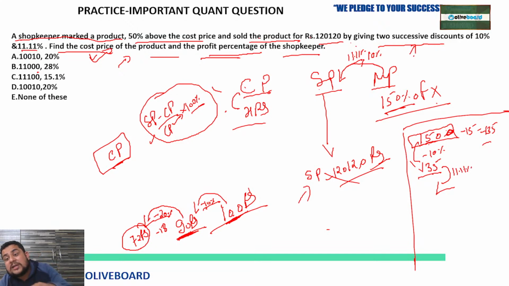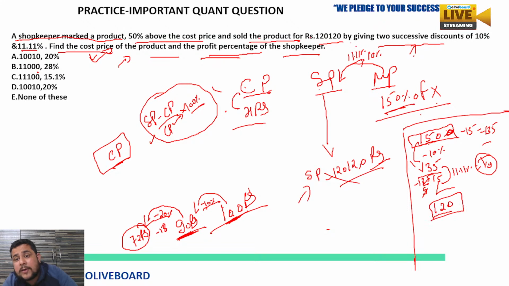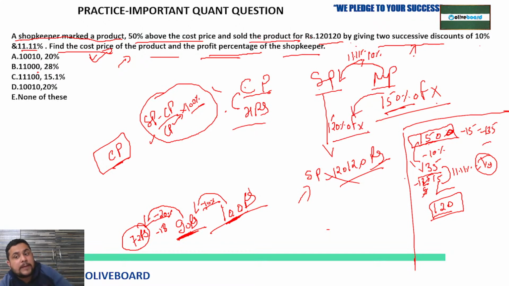Now if you calculate it directly, then it will be critical for you to calculate. 11.11% is equal to 1 by 9. So just take the 1/9 value of 135. Just divide 135 by 9 and subtract it. 135 minus 135 by 9, which is equal to 15. So finally you will get 120. So after giving two successive discounts of 10% and 11.11%, your selling price would be 120% of X. I explained how you apply this. Clear?